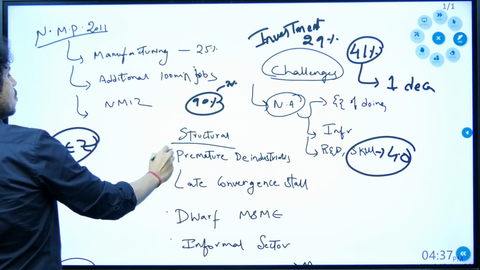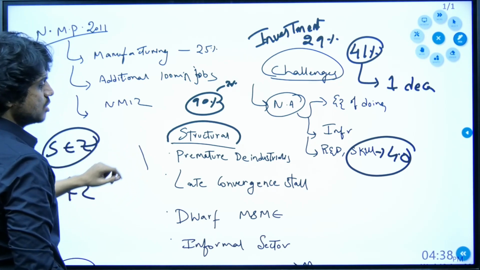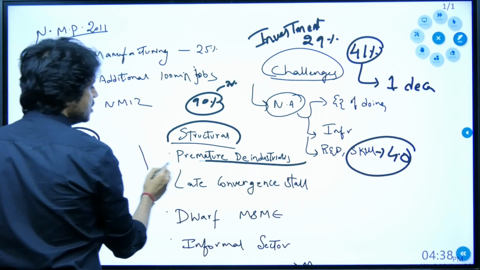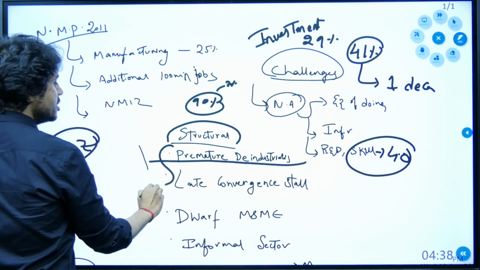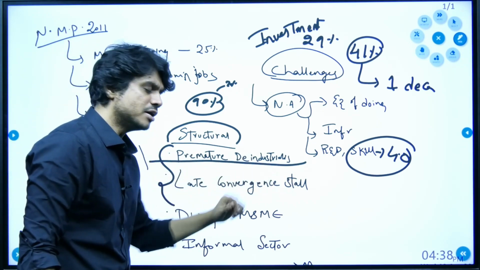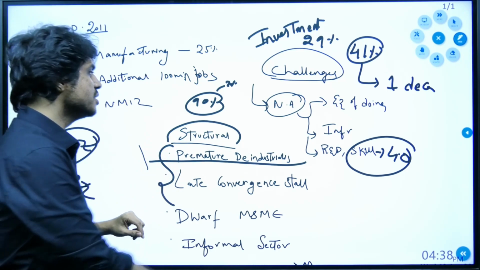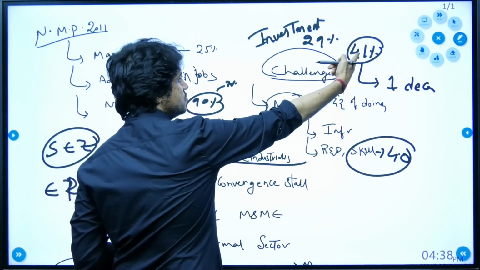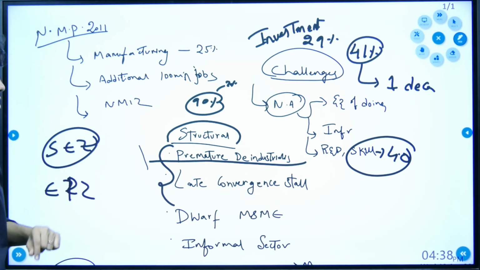Then apart from this, the kind of problem we are facing is premature deindustrialization. Before the industrialization can take place, we have seen premature deindustrialization. These two things were highlighted by the economic survey. The economic survey says your industries got deindustrialized, and you could not see such industrial development. Why has deindustrialization happened? Because of the same reasons I have mentioned. The investment has come down, and the infrastructure provided by the government was not sufficient.